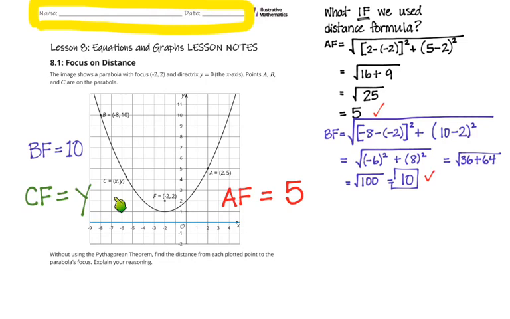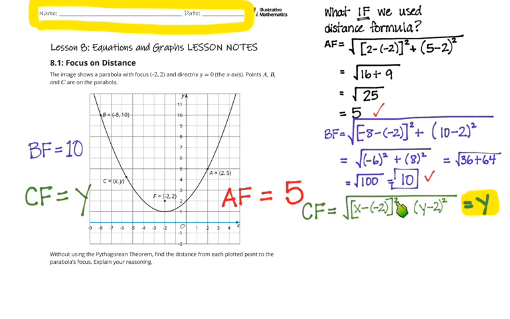But what about the distance from C to F? What about this distance if I use the distance formula? Well, I'm going to take these coordinates, x and y, and subtract from them the coordinates of the focus. So for C, I'm going to take x minus the -2, and the y minus the 2, square each of those, add them, and take the square root. But what did we say CF was? Over here we see that CF is y, which means that expression must equal y.